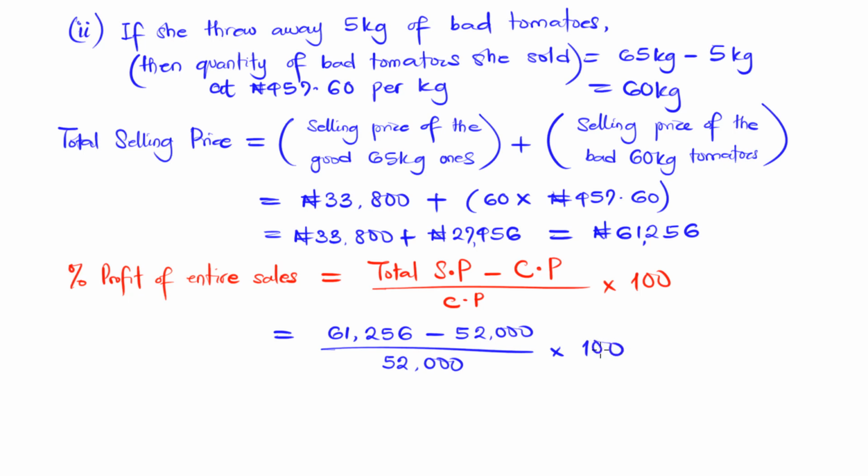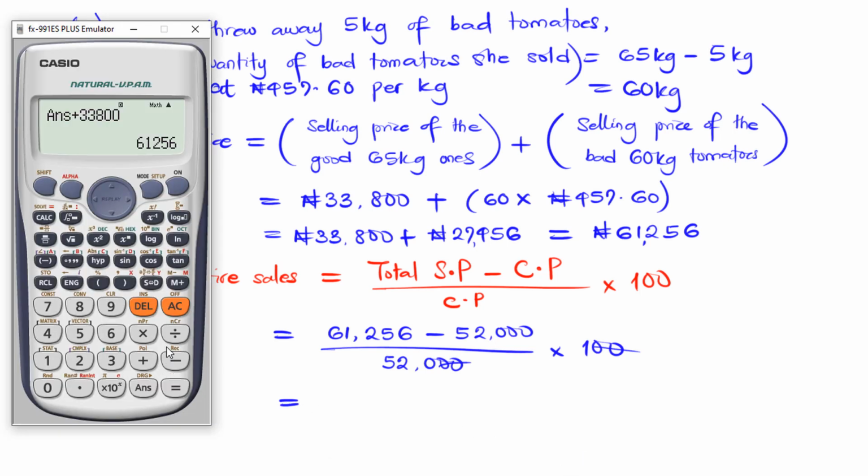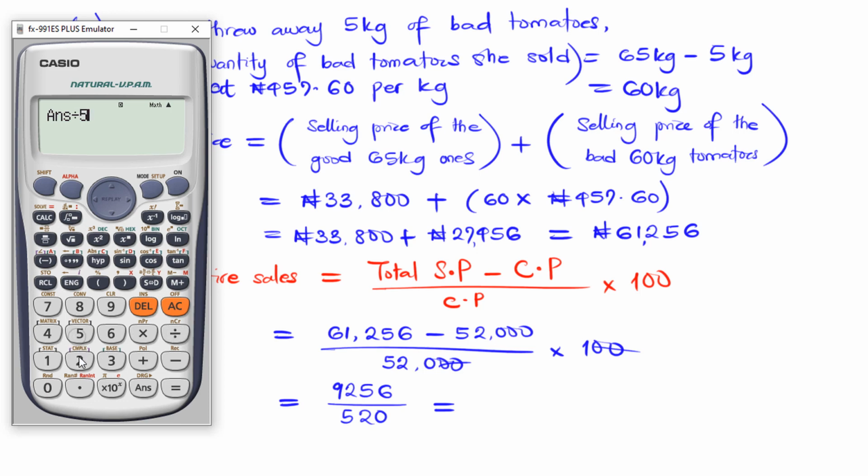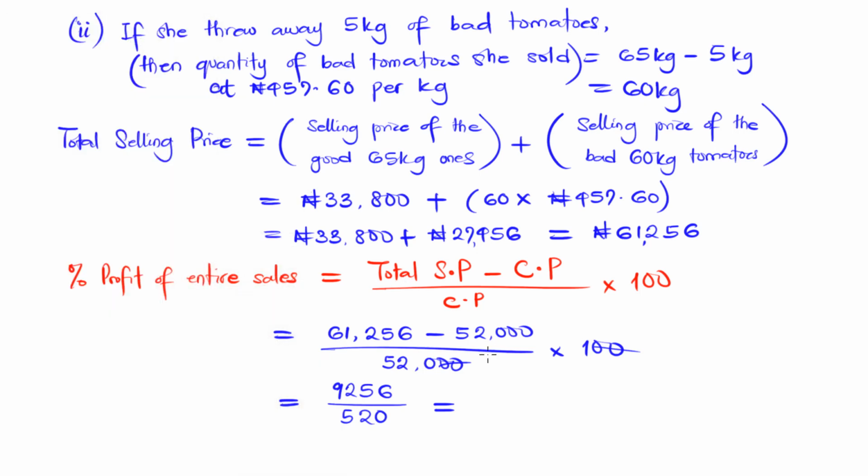So these zeros can cancel out, and we have 61,256 minus 52,000, that's 9,256, over 520, divided by 520. That's 17.8%. That's our percentage profit for the entire sales.